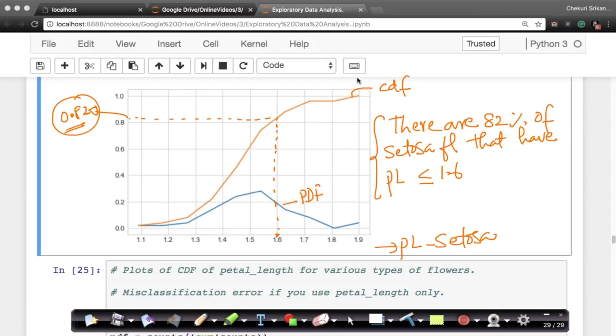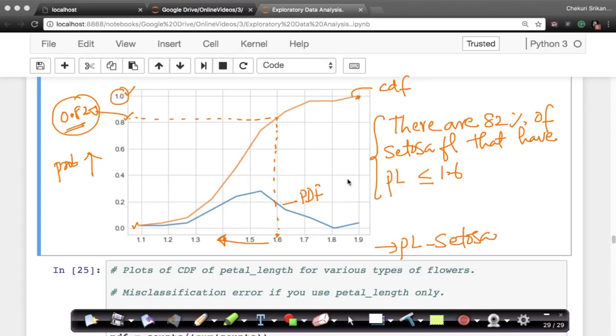Your CDF basically says, suppose for 1.6 the corresponding value on the y-axis, the probability, is 0.82, then that means that 82% of your setosa flowers have a petal length of less than or equal to 1.6. That's what it means. The first thing you'll notice as soon as you see this plot is it always starts at 0 at the bottom left and ends at 1 at the top right. Because what does this mean?